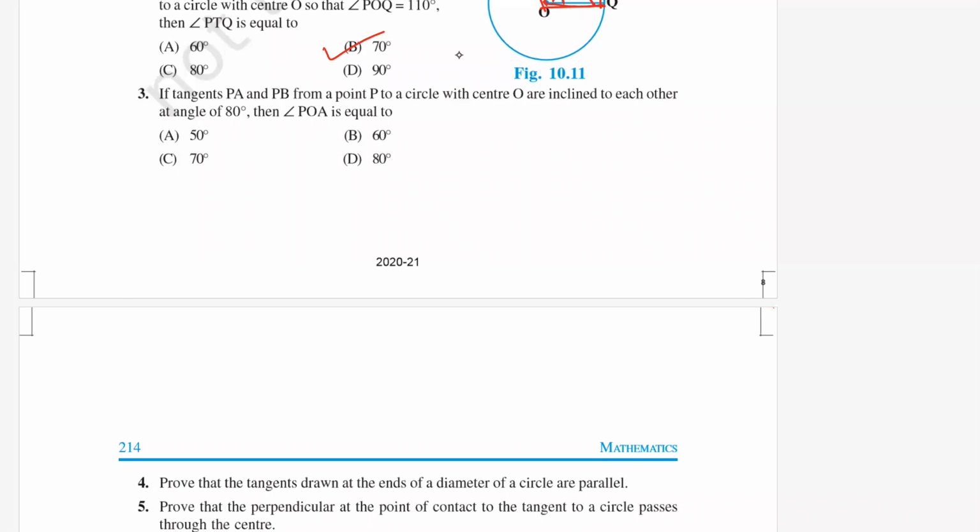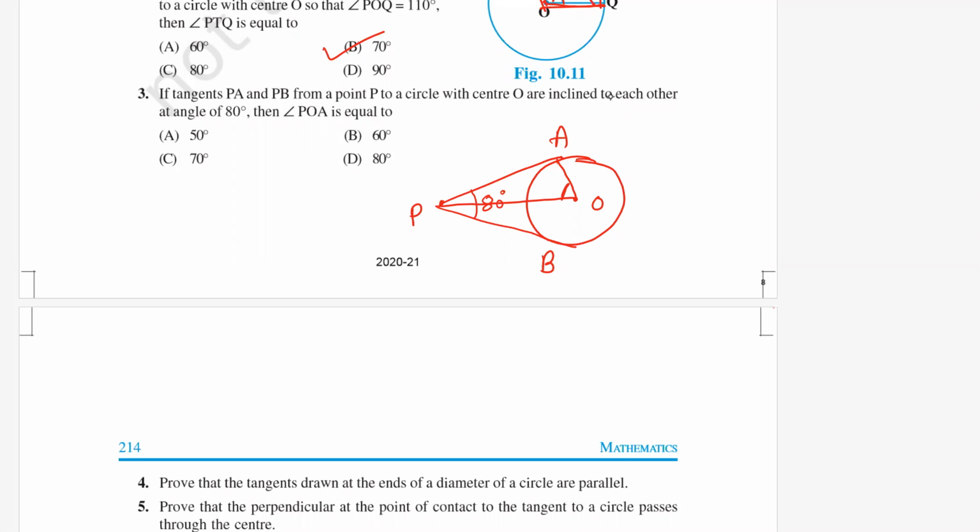If tangents PA and PB from point P to a circle with center O are inclined to each other at an angle of 80 degree. So there is an external point P. From here there are two tangents, and its inclination to the circle is 80 degree. This is PA, this is PB. Suppose this is center. We have to find angle POA. This angle we have to find.